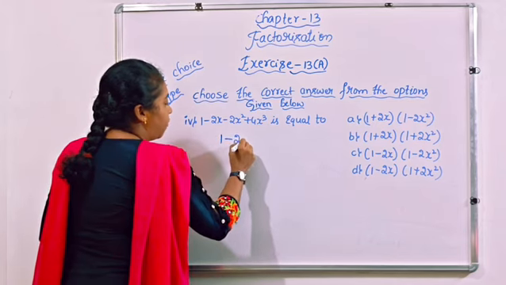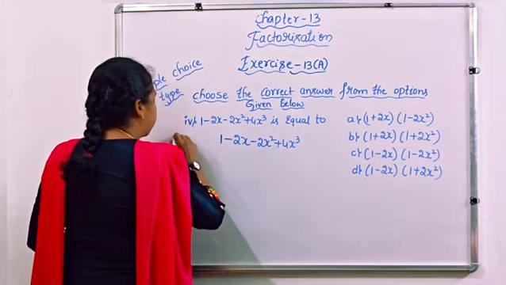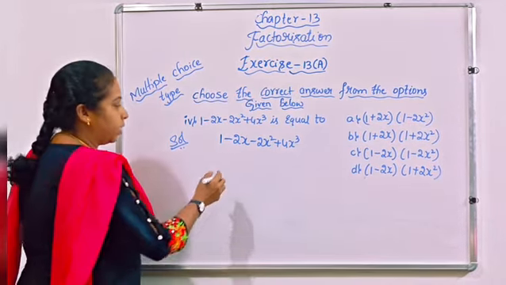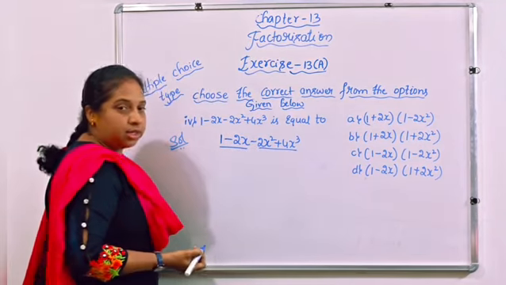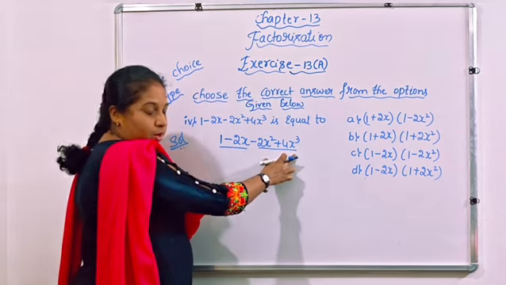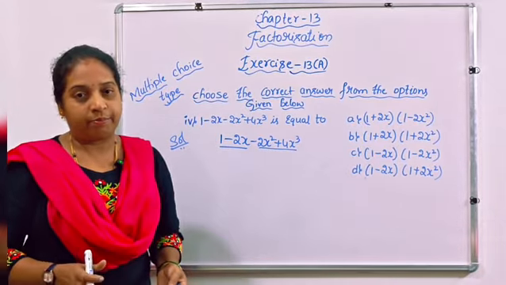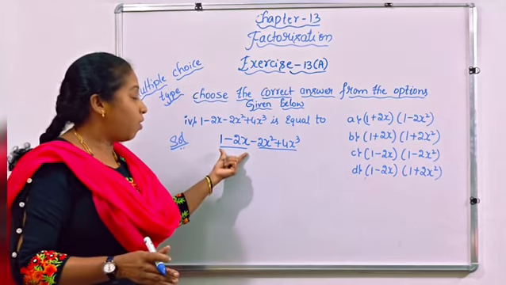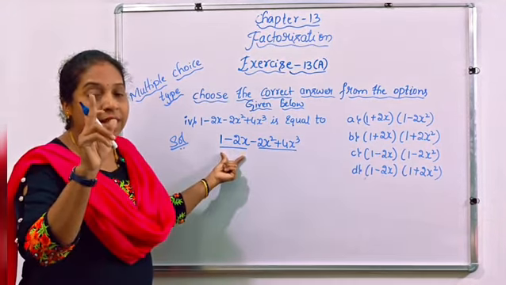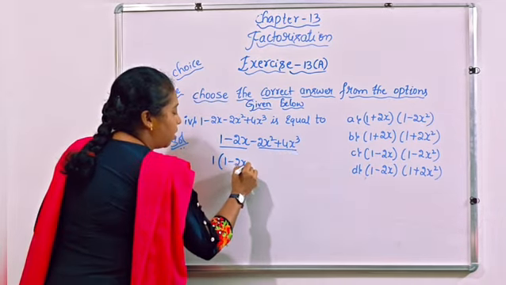First write down the question: 1 minus 2x minus 2x square plus 4x cube. So shall we pair it like this? Here there is no common, and here we can find the common. But even if I alter it, I will not get the pair. So what we can do, if I want to take a common, I can take common as 1. So if I take common as 1, it will be 1 into, as it is, 1 minus 2x.